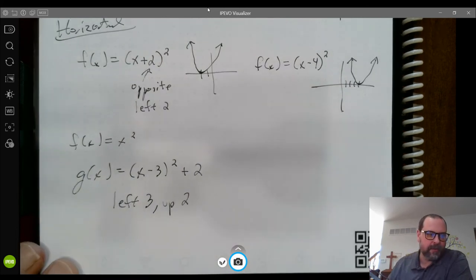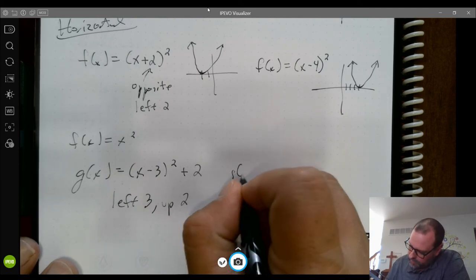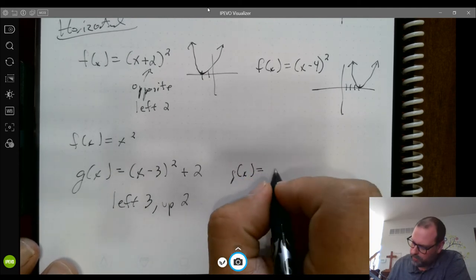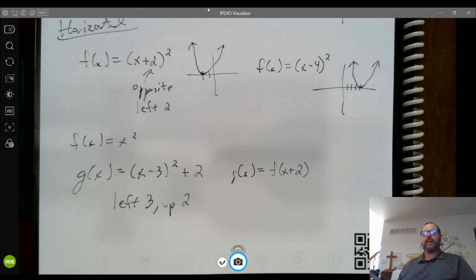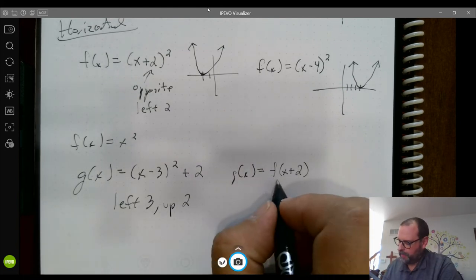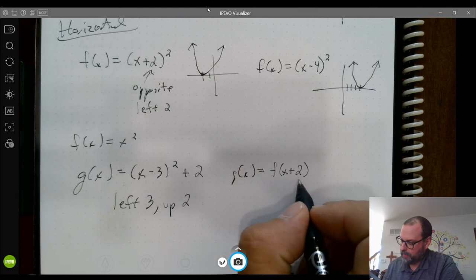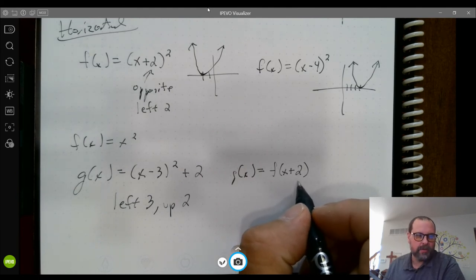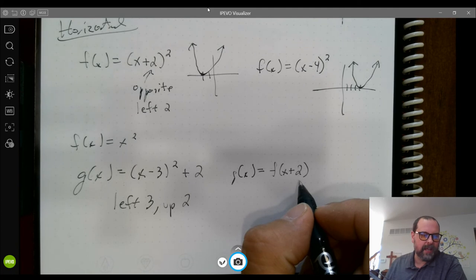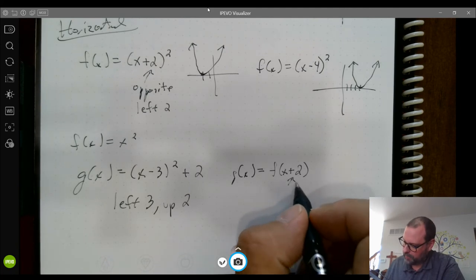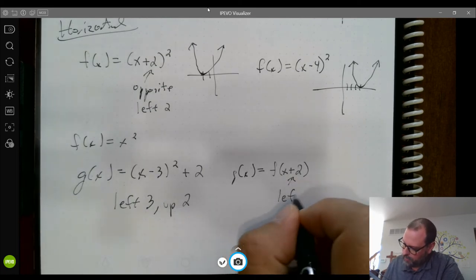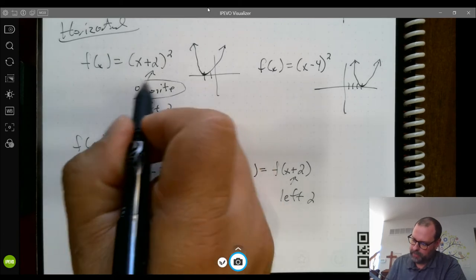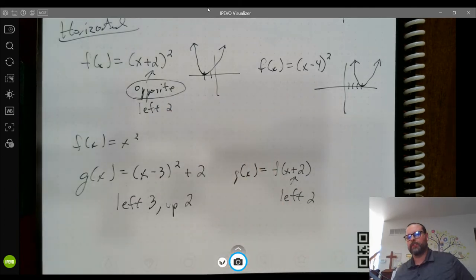Okay. Now, what if I had a different one that said, g of x equals f of x plus 2? You're like, what the heck? Don't worry about the f in here. It's just saying take the f function and we're going to take it in parentheses, x plus 2. Well, that's going to give us a shift of the opposite because it's in parentheses. So if I see plus 2, you'd normally think plus is right. Well, nope. Horizontal ones tell us that it should be the opposite of what you see. So this would actually move left 2 spaces.